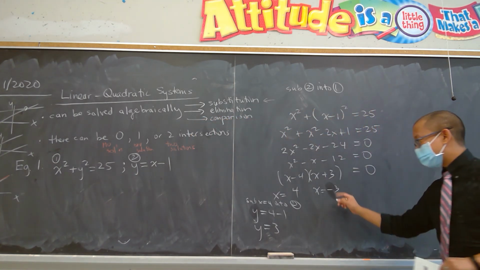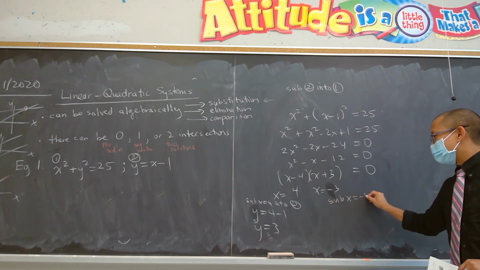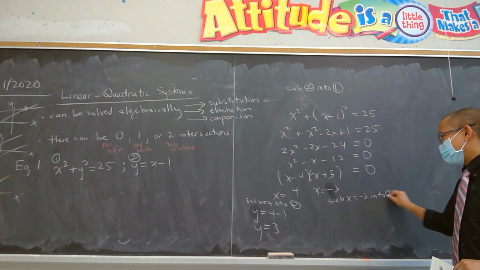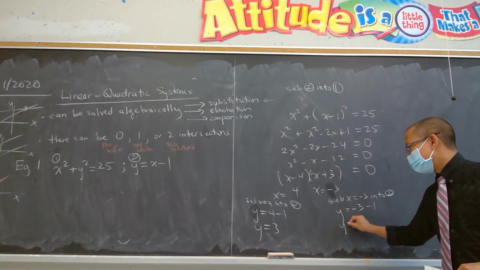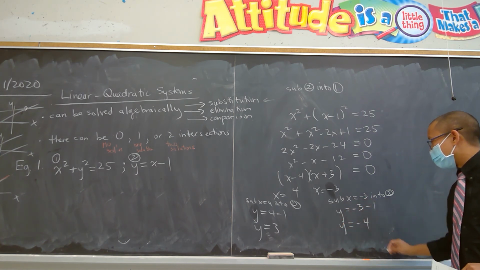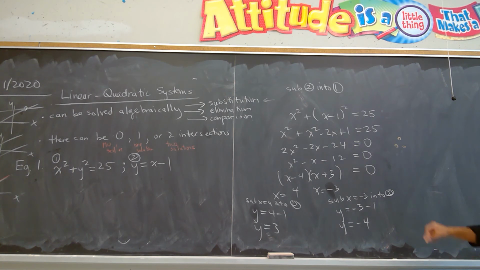Similarly, for the other x value, we're going to sub x equals negative 3 into 2, and we're going to get y equals negative 3 minus 1, which equals negative 4. In summary, I think you guys understand what I'm going to do. The first solution is 4, 3, and the other solution is negative 3, negative 4.